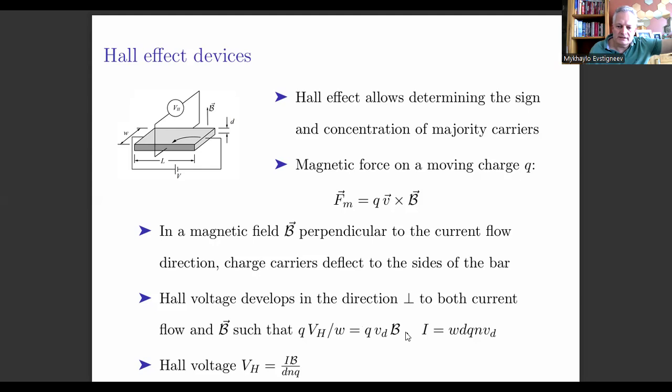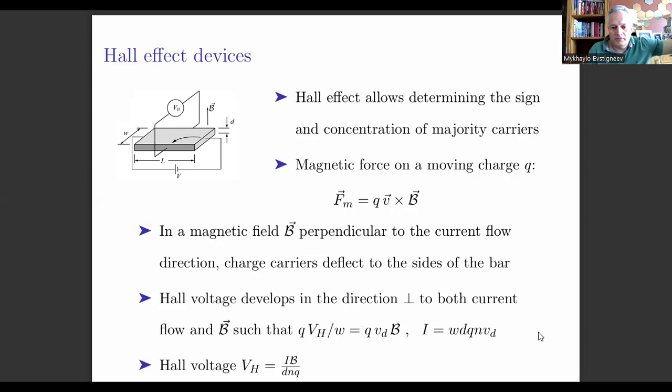It must be balanced by the magnetic force. Charge times the drift velocity times the magnetic field gives you the magnitude of the magnetic force. Now, of course, charge and charge can mutually cancel in this relation, and we find that the Hall voltage is the width of the bar times the drift velocity times the magnetic field.